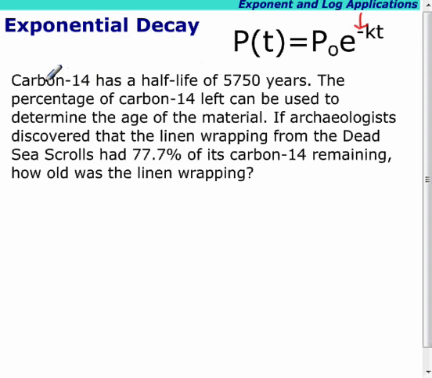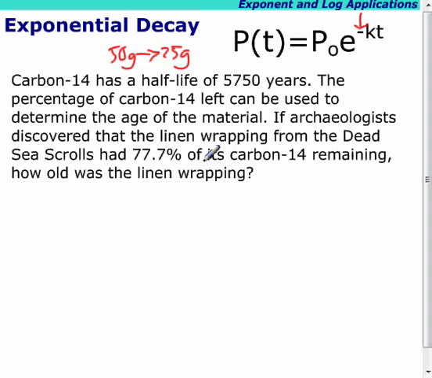So our example of exponential decay is with carbon-14. It has a half-life of 5750 years. In other words, to go from, say, 50 grams down to 25 grams, it would take 5,750 years. So the percentage of carbon-14 left can be used to determine how old a particular material is. In looking at the Dead Sea Scrolls, archaeologists said that there was 77.7% of its carbon-14 remaining, and if so, how old was the linen wrapping?